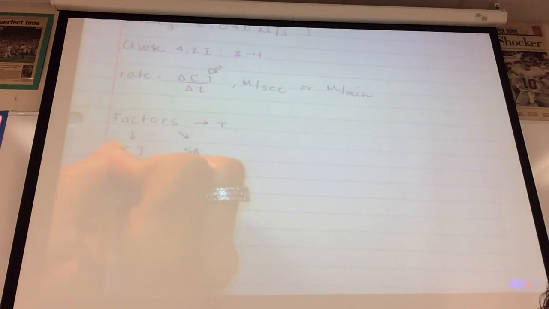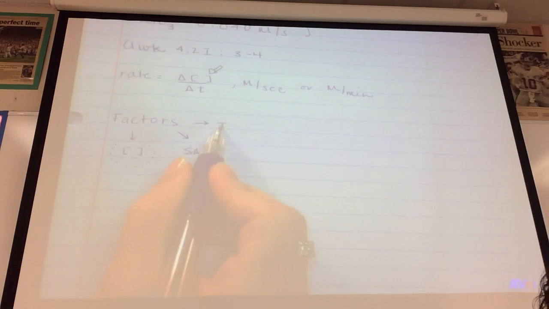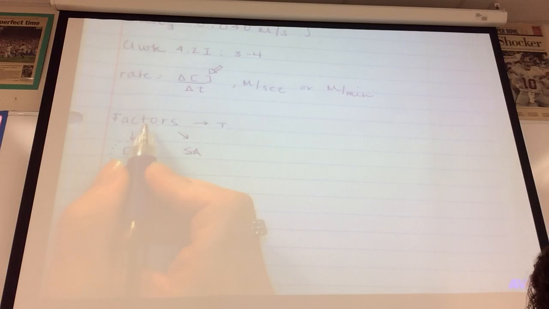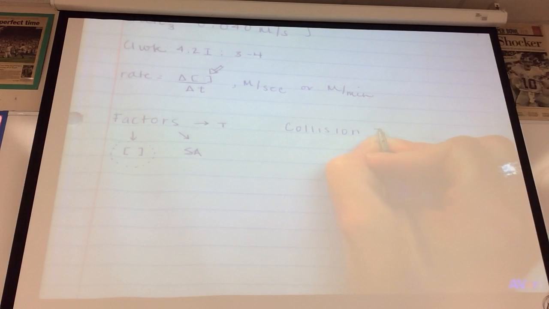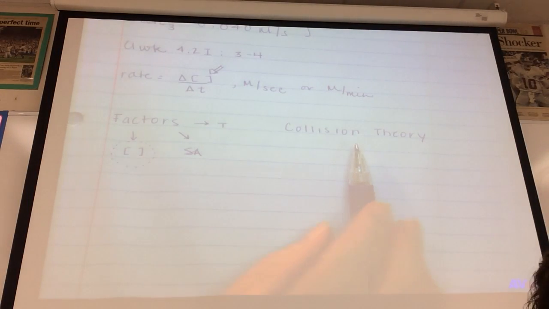Our focus today is going to be on concentration, although to understand why these factors affect rates of reaction, we need to understand something called the collision theory. And I don't think there's ever been a better year than this one to talk about an effective collision, where 3 of my students in 3 different classes have incurred concussions this year.